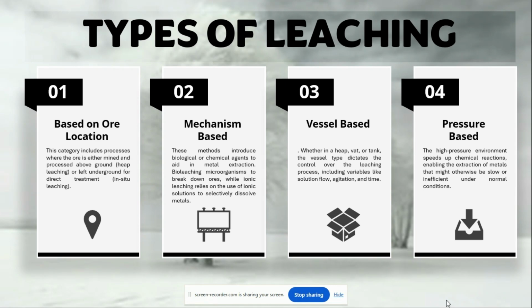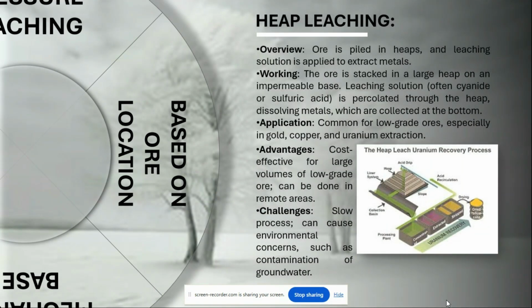Types of leaching. Simply, what we have done is divided the types of leaching into four basic classifications based on their ore location, the mechanisms they are based on, the vessels on which the principle is based, and leaching that is pressure based. Ore location leaching is further divided into two types: heap leaching and in situ leaching.